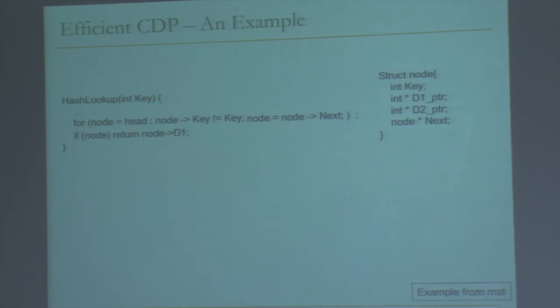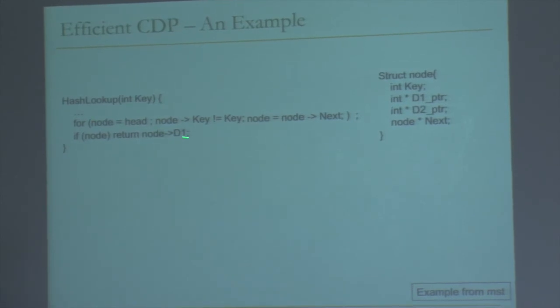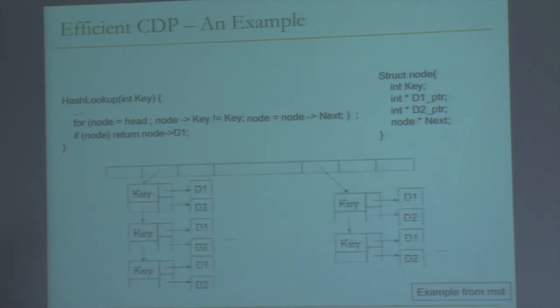Basically, if you look at this, this is doing a hash table lookup. And let's say you index into one of the linked lists in the hash table, one of the buckets in the hash table. And you're searching for a key in that linked list. In this case, you're really going through nodes that look like this. And each node has a key. Each node has a pointer to the next node. Each node has pointers to data. And this lookup function, basically, the cache block looks like this. Basically, this is the cache block.